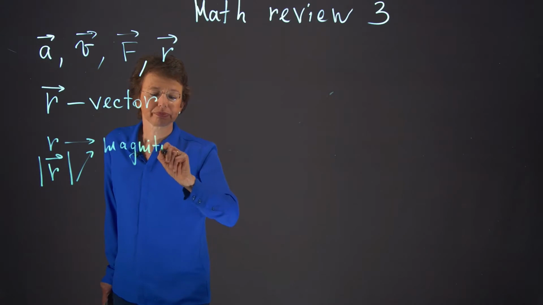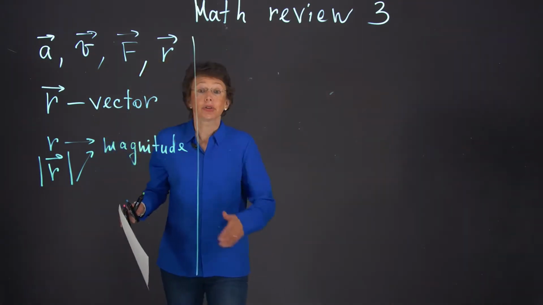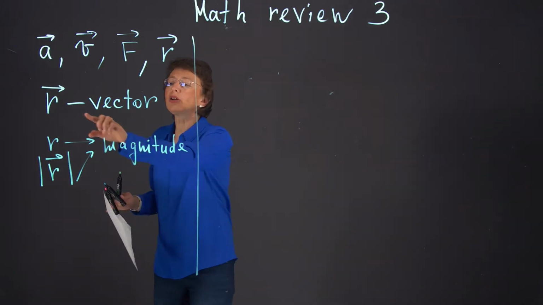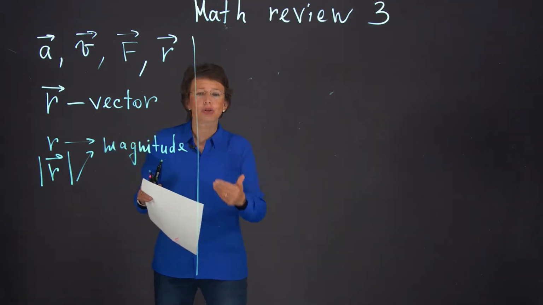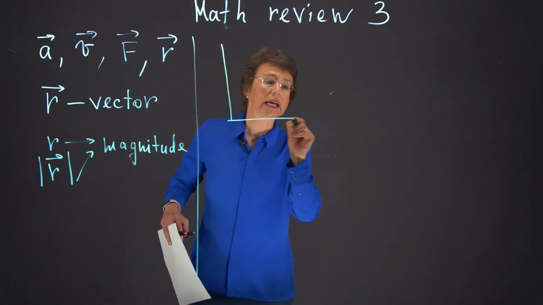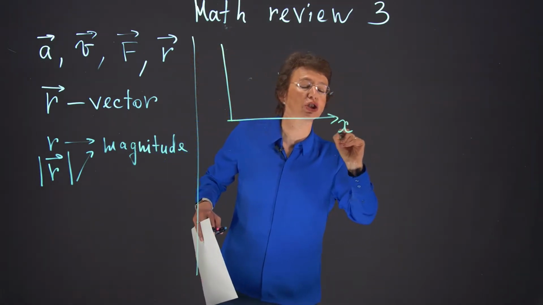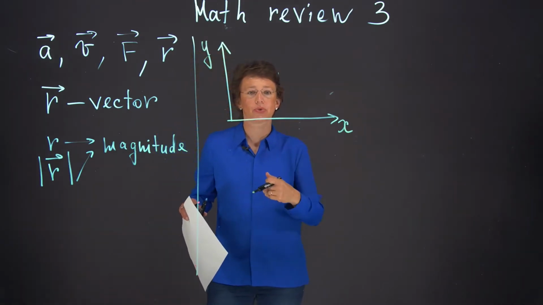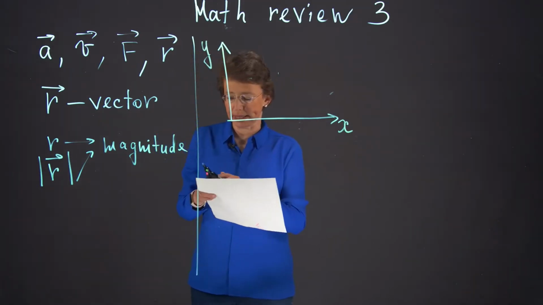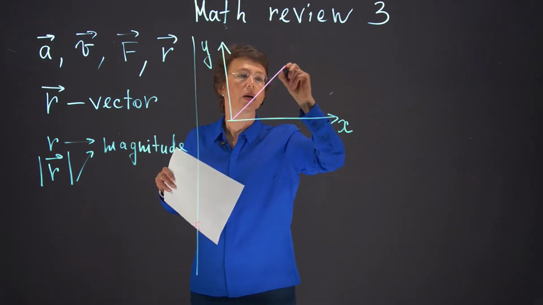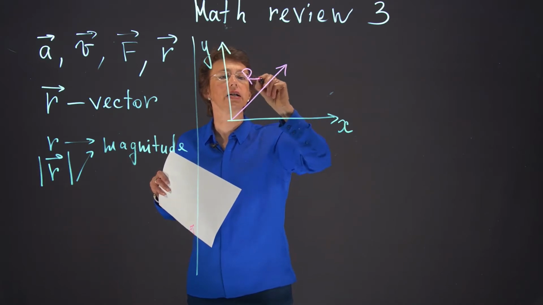So the goal of the video is to refresh or to learn how to write a vector in terms of components in a given coordinate system. In other words, how to write a vector in terms of unit vectors, or how to find components of a vector in a given coordinate system. So I will have vector r. This is my vector r.